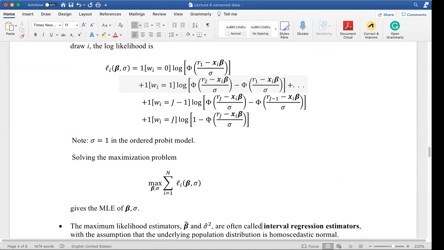Note that we have the CDF and the density function of the normal distribution.